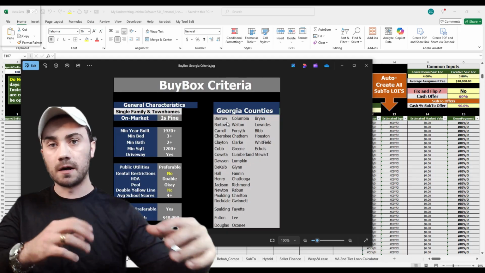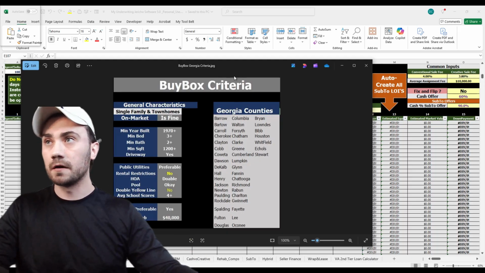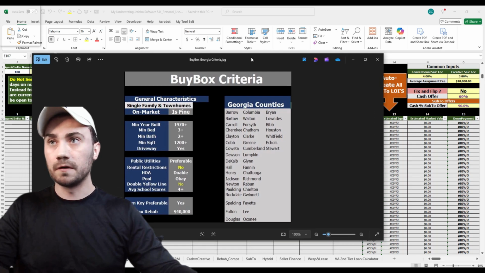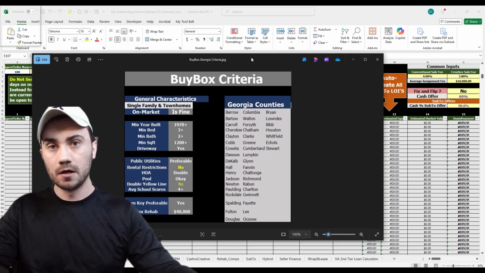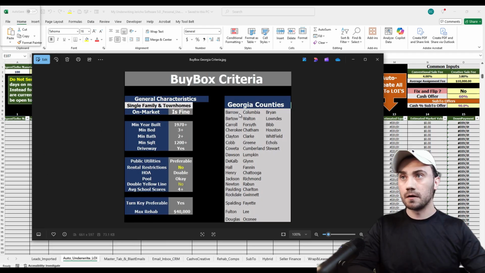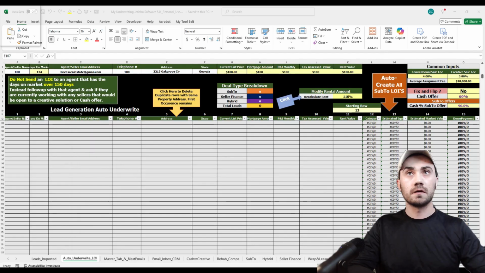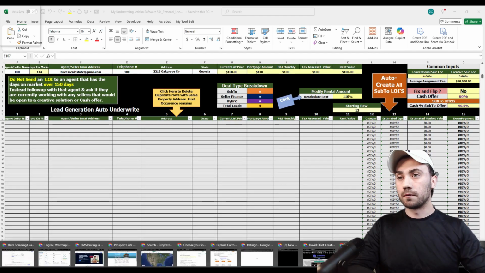So we want to maximize our circumference area for where we are targeting our properties. That's why we're going to be using the county of that state that we are targeting. We're going to start off in Barrow County. We're going to work our way down to Clayton. So I'm going to move this over to my secondary screen. And then let's pull up PropStream.